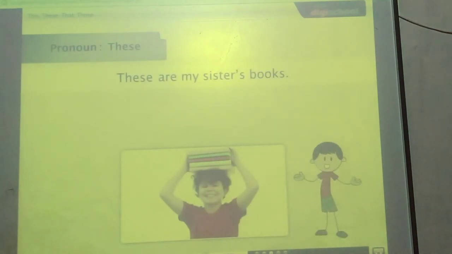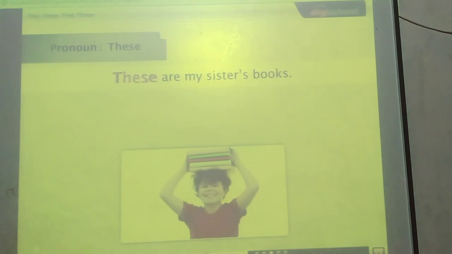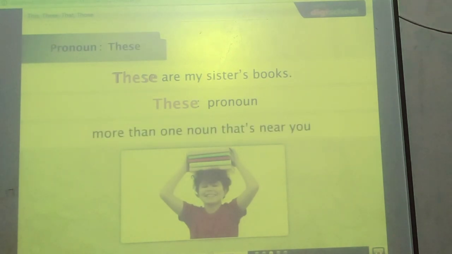Now read this sentence. These are my sister's books. Here, the pronoun these is used to point to many books that the boy has in his hands, so they are close to him. Remember, these is used to show more than one noun that's near you.